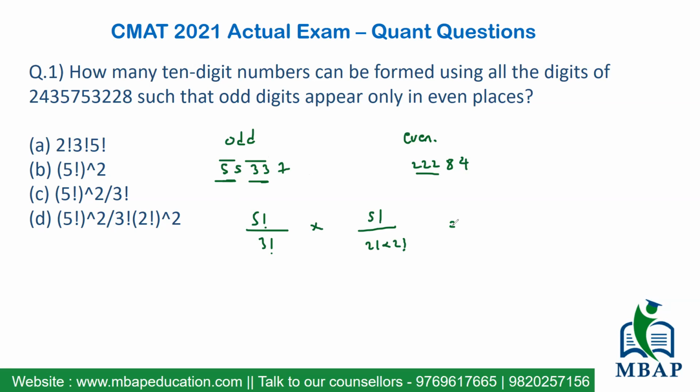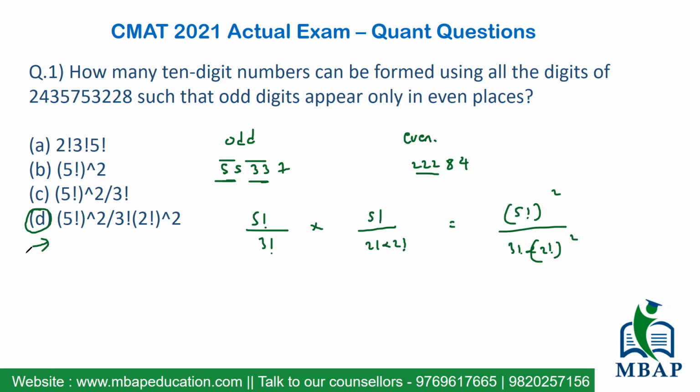Which means if you solve this question further, it's going to become 5 factorial the whole square divided by 3 factorial into 2 factorial the whole square. Which value among these four looks like the given answer? It's basically option number D. It was quite an easy question.